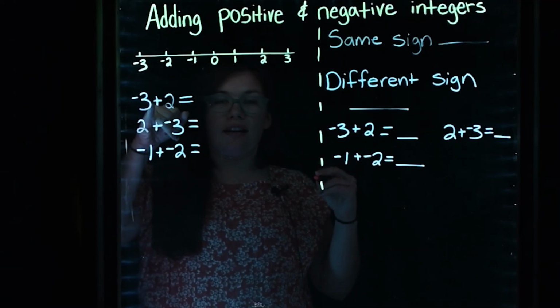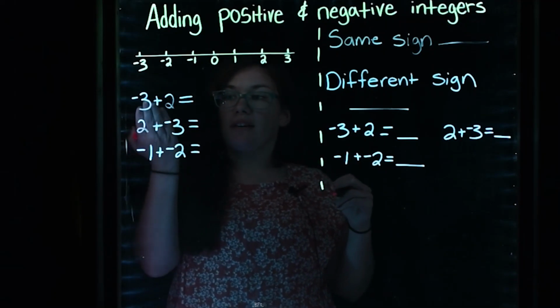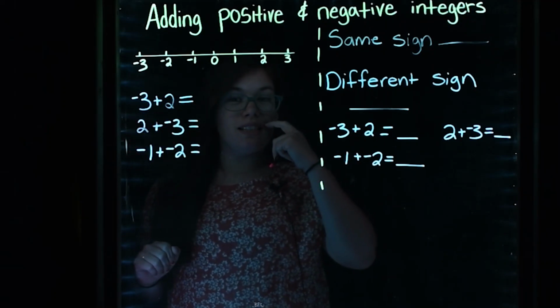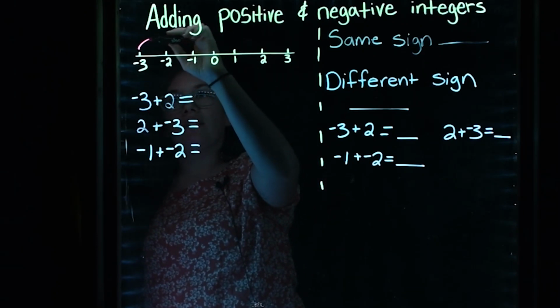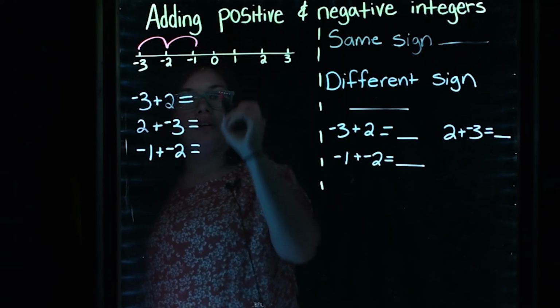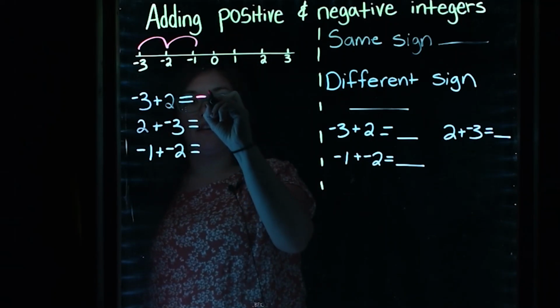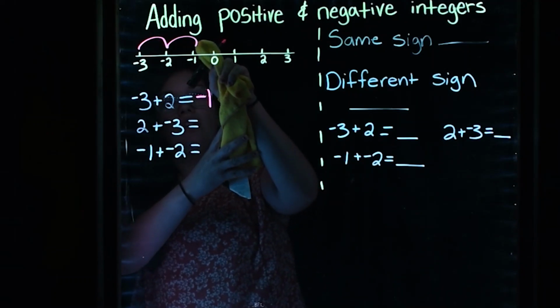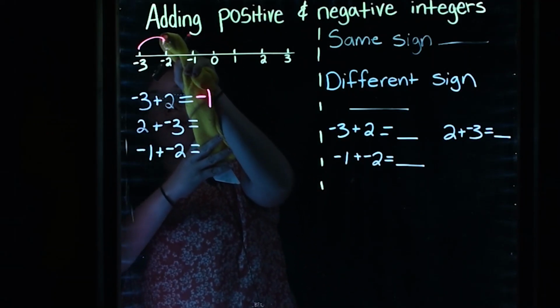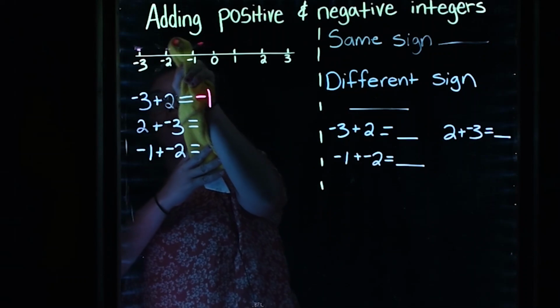I'm going to start at -3 because this is my problem, -3 plus 2. And since it's a positive 2, I'm going to go to the right 2 spots. So 1, 2, which leaves me at -1. So -3 plus 2 is -1. I'm going to show you two more.